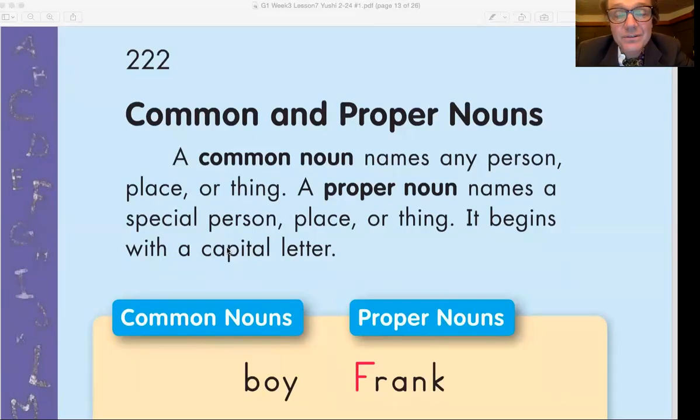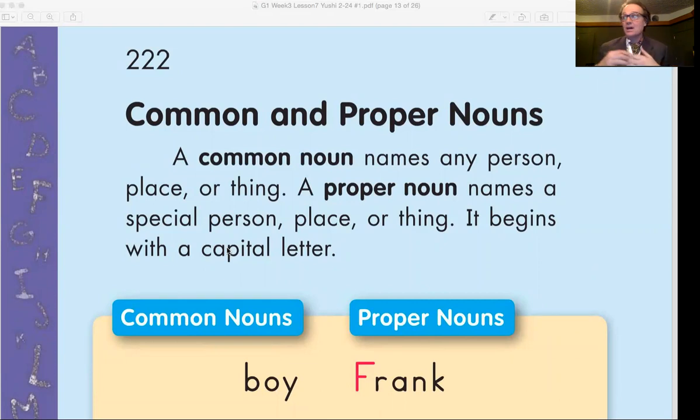I love nouns. You can grab onto them. A common noun names any person, place, or thing. A proper noun names a special person, place, or thing. It begins with a capital letter. So a proper noun always has that capital letter. So a common noun and a proper noun, it's important to know the difference. A common noun would mean I am a man. A proper noun, I am Timothy.